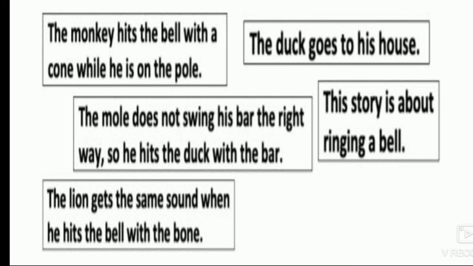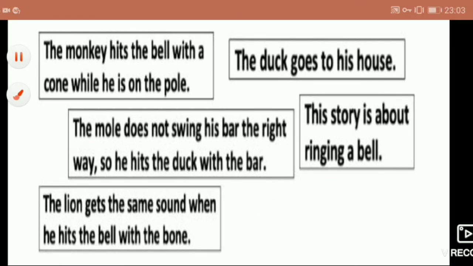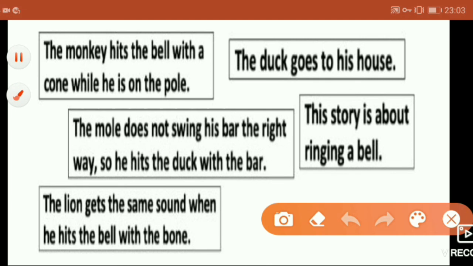Now I want us to go back to our sentences. Right, so let's put it in order now. The monkey hits the bell with a cone while he is on the pole. That will not be sentence number 1. The duck goes to his house. No. The mole does not swing his bar the right way, so he hits the duck with the bar. No. The story is about ringing the bell. Yes. So this will be our number 1.